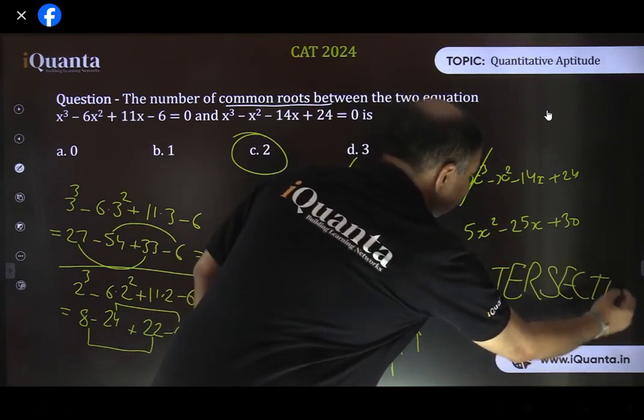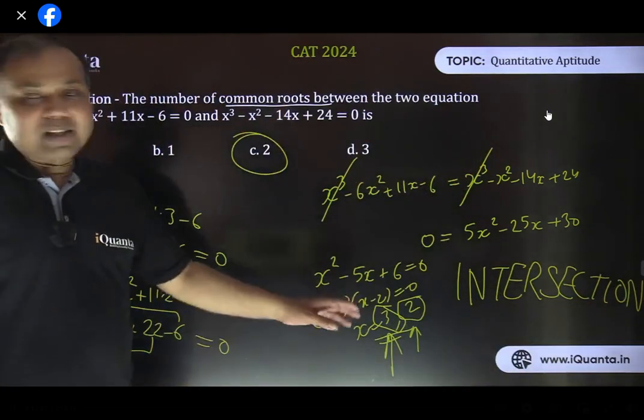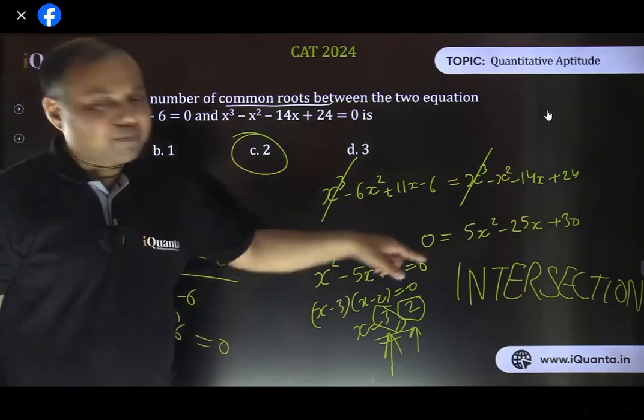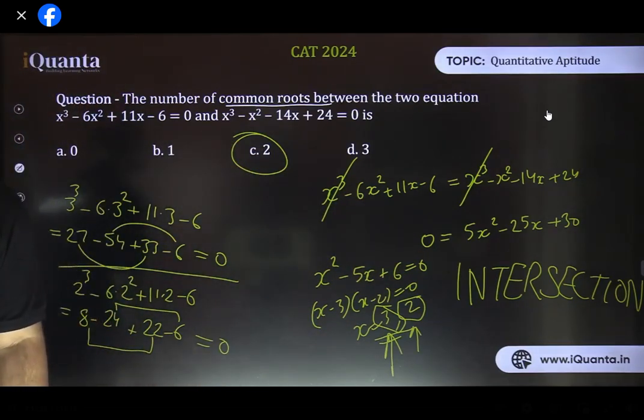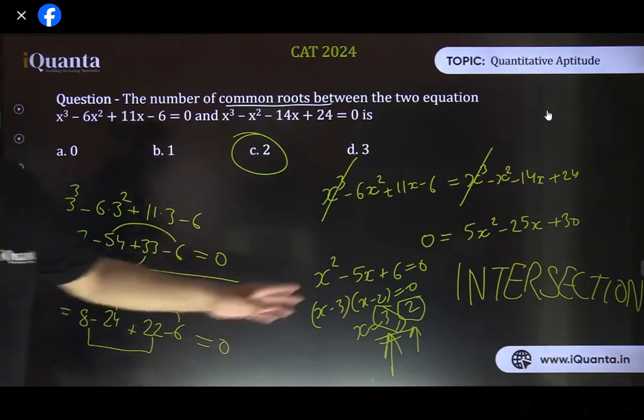All right. So at this value of x, their y is also the same. That is the intersection point. Whether that intersection point lies on the x-axis or not, that needs to be clarified. ठीक है ना? That needs to be clarified. So without that, it is not possible.